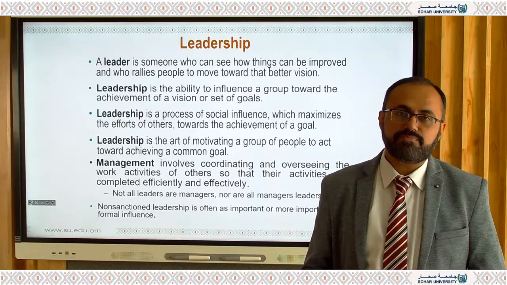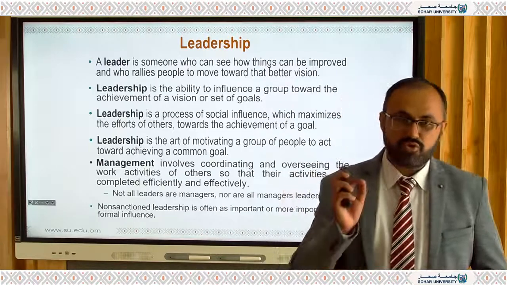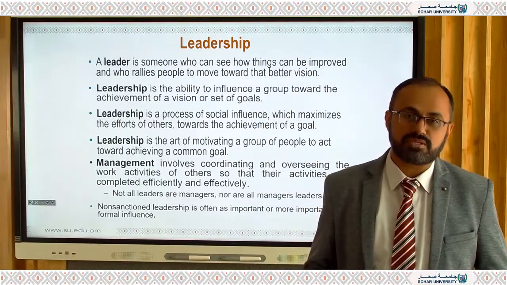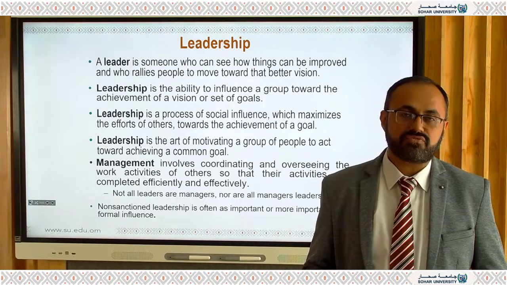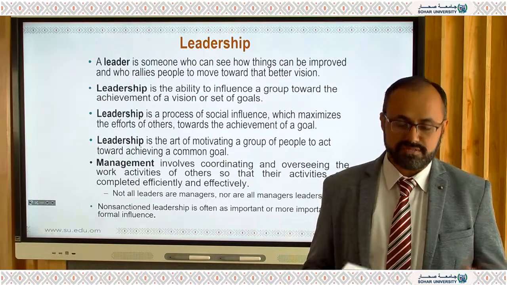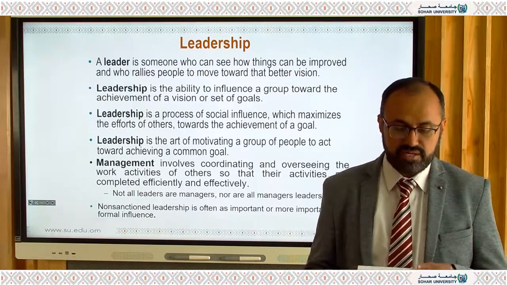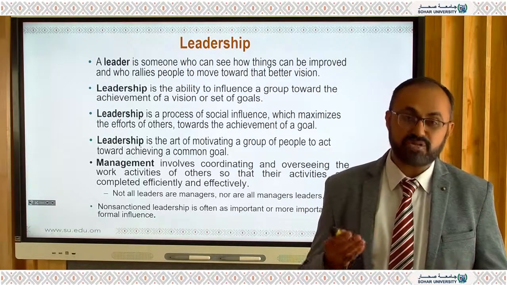So let's go further and try to define leadership. The leader is someone who sees how to improve things as per goals. This is the minimum definition of a leader. We will try to differentiate it from management as well, but let's see 3 other definitions, where you define leader as a trait, and leadership as a process. So let's see the first definition. Leadership is the ability to influence the group towards the achievement of a vision or goal.